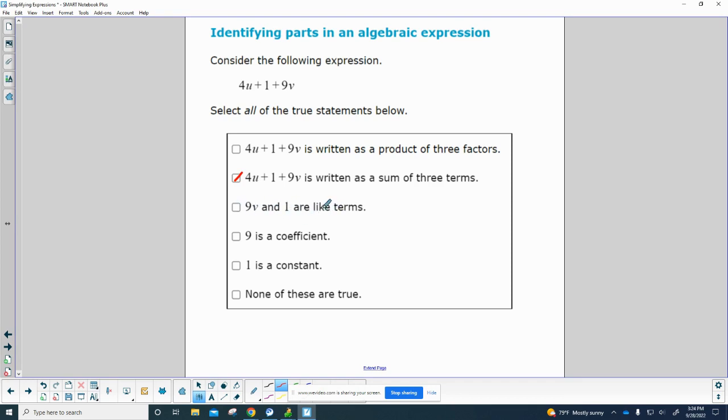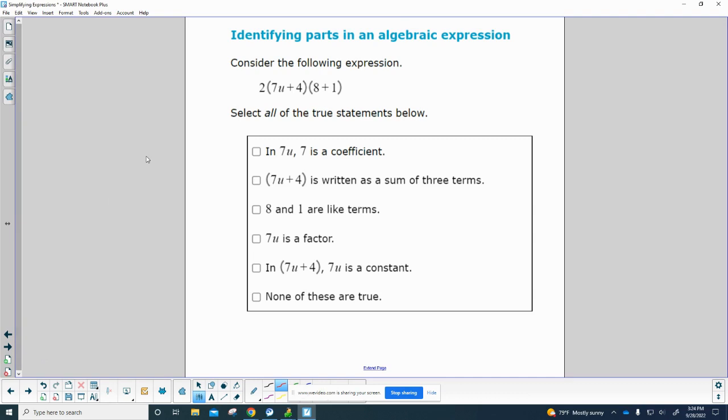9b and 1 are like terms. Well, they're not like terms. This first one's a variable term, and then the second one is a constant, so that's not true. 9 is a coefficient. Well, yes, 9 is in front of the v, so that makes it a coefficient of v. 1 is a constant. 1 is a number all by itself in the expression, so yes, that is a constant. And since there were a few true statements, this last statement can't be true because it says none of the statements are true.